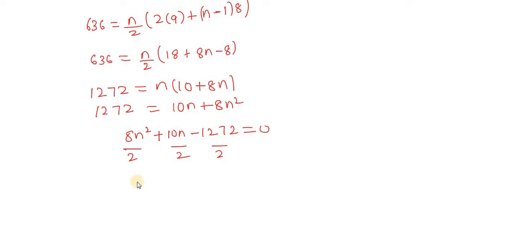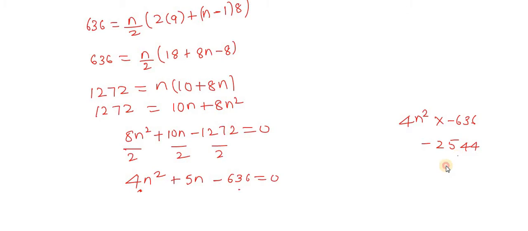If we divide like this, we get 4n square plus 5n minus 1272 divided by 2. What do you get? That is nothing but 636. So 4n square plus 5n minus 636 is equal to 0. Now simplify this. Take the first term and the last term and multiply. So 4n square into minus 636 is equal to minus 2544.